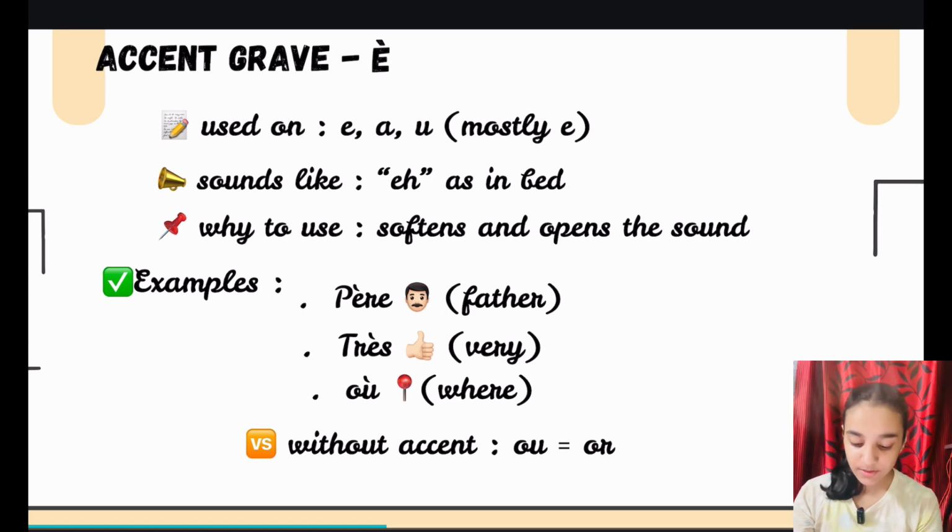As you can see, if you do not place an accent on the word où, it will change into a different meaning. If you place an accent, it means where, and if it is without accent, ou, it means or. So you need to be careful when placing an accent.